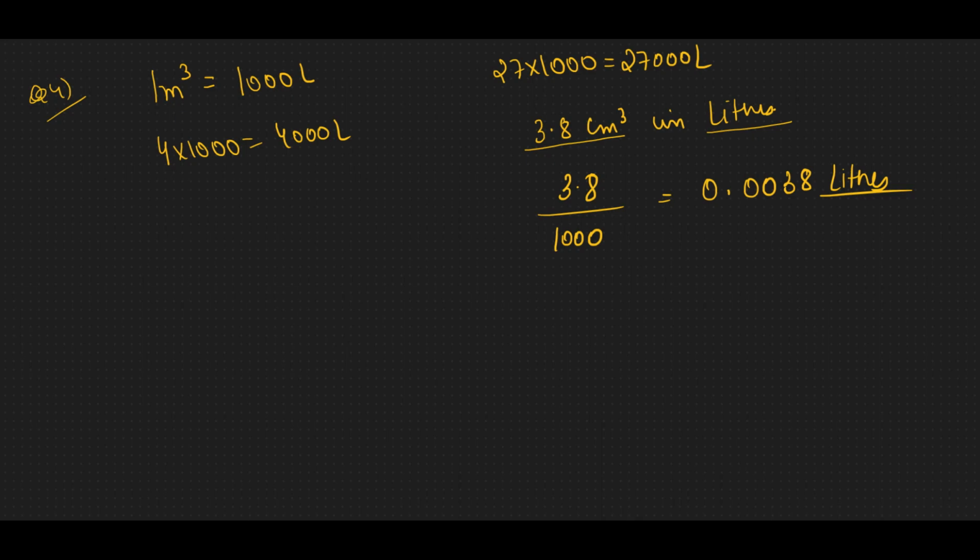Okay. Last question, number 5, children, of this chapter. The capacity of a cuboidal tank is 5 kiloliters. This is your volume, or 5,000 liters. And to convert liters into meter cube, divide this by 1000. So this will be 5 meter cube.